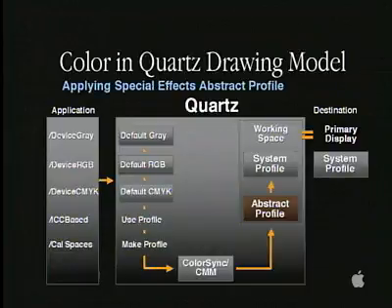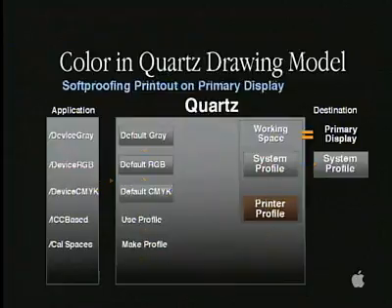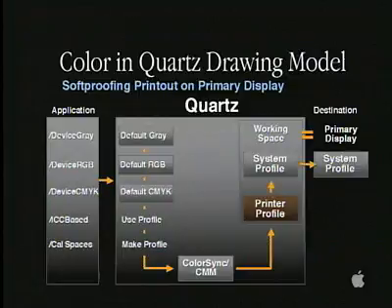Now, let me show you how convenient Quartz color management can be for some more advanced color operations. For example, applying special effects can be very easily achieved simply by adding an abstract profile to the working space. Another example could be soft proofing. The only thing we need to do is to add the printer profile to the working space.